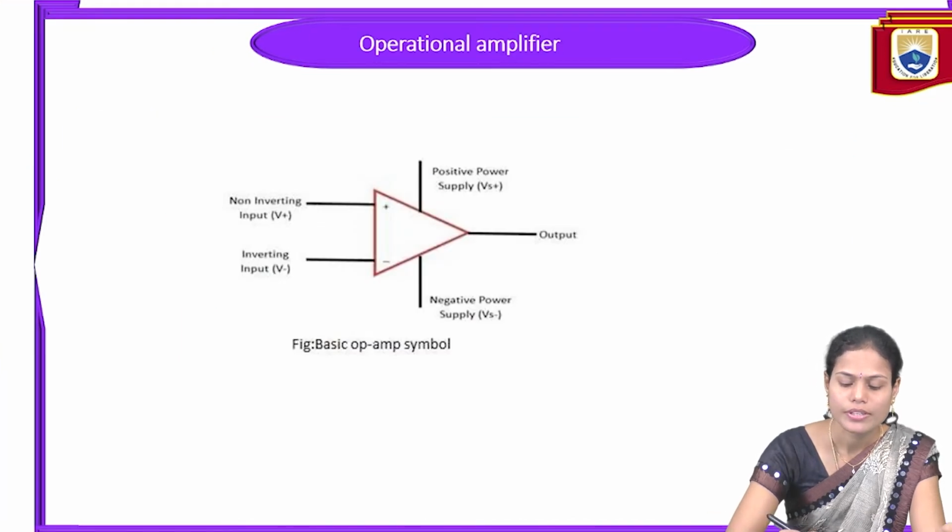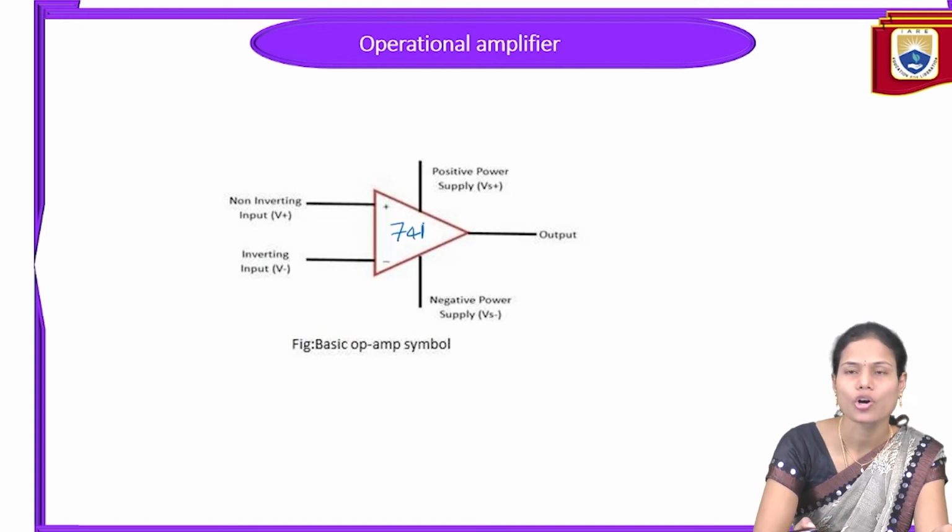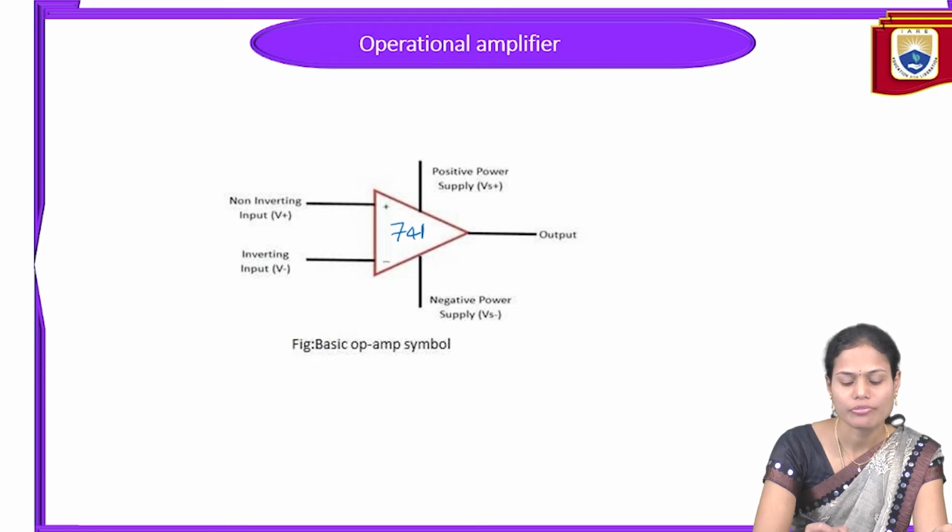So this is the symbol of the operational amplifier. This is the 741 operational amplifier. For this, we are connecting two inputs, that is the inverting input and the non-inverting input. This is the second pin and this is the third pin.